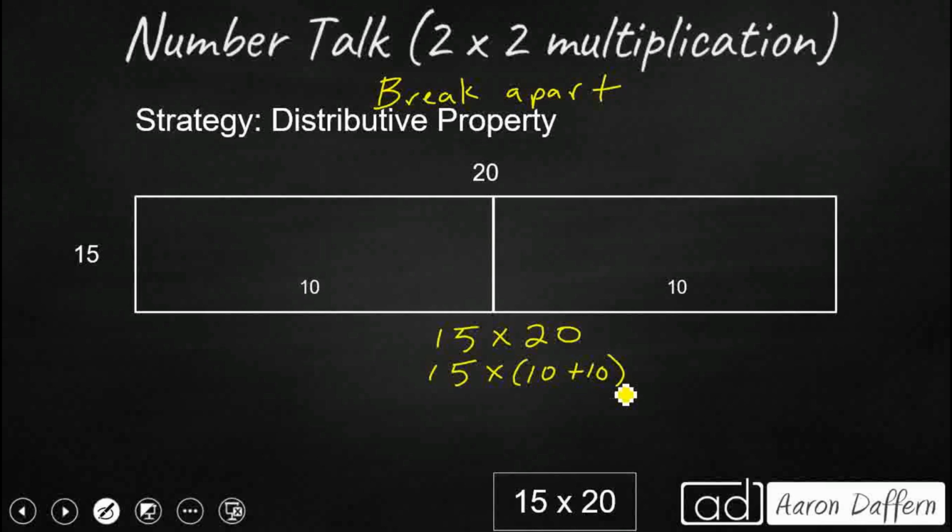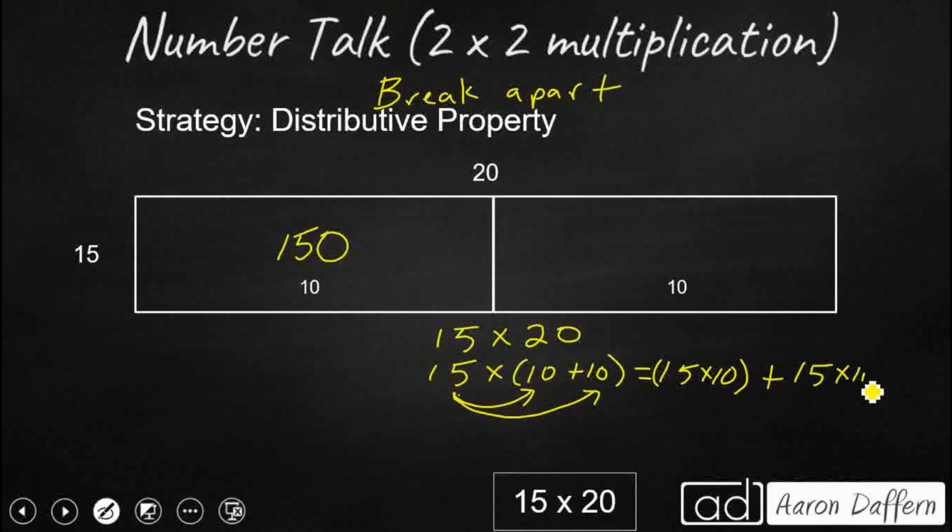So we're going to take our 20, we're going to reimagine that as a 10 plus 10, and then we're going to take our 15 and still multiply it by both add-ins, and that's what's going to give us our partial products. So really this is 15 times 10, and so 15 times 10 is going to be 150. And then we're going to add that to the other 15 times 10, and that's going to get us another 150. Add those together, you are going to get 300.